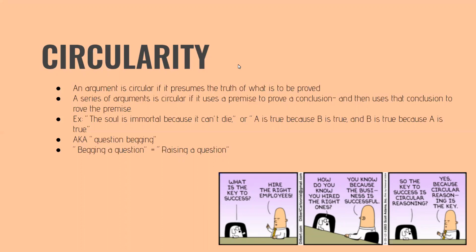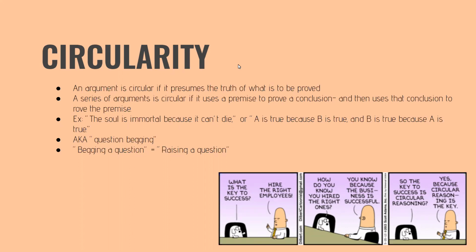Our first fallacy is circularity. An argument is circular if it presumes the truth of what is to be proved. A series of arguments is circular if it uses a premise to prove a conclusion, and then uses that conclusion to prove the premise. The soul is immortal because it can't die is circular, since the premise just repeats the conclusion in different words. The argument takes for granted what it's supposed to prove.